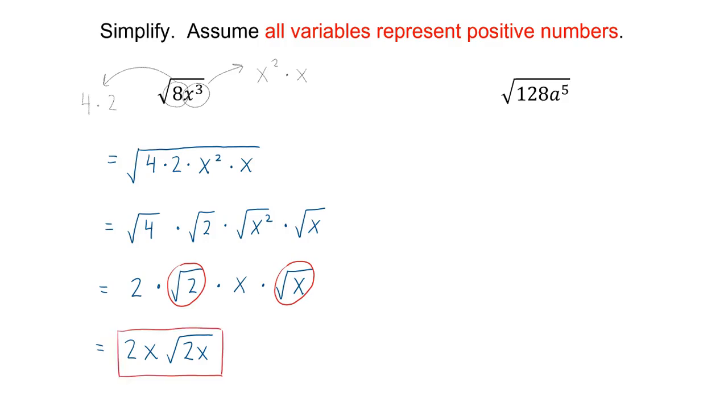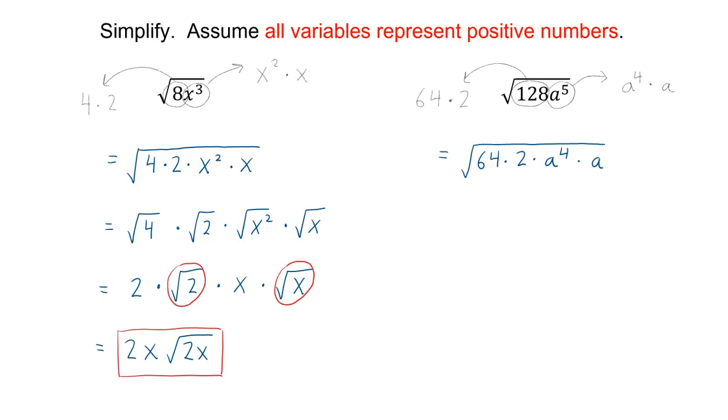Now let's look at the example over on the right. Let's simplify the square root of 128 a to the fifth. The largest perfect square that will evenly divide 128 is 64. So we'll rewrite 128 as 64 times 2. The largest variable expression that will evenly divide a to the fifth is a to the fourth. So we'll rewrite a to the fifth as a to the fourth times a.